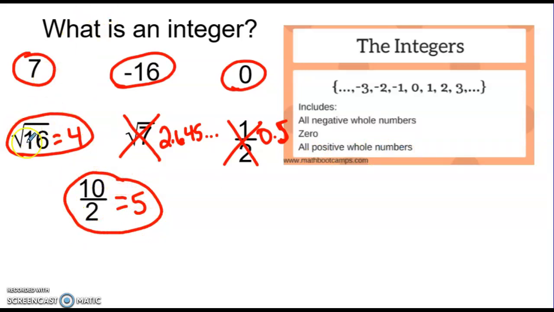So I don't want you to think just because you see a square root that it's not. You need to solve it and see what it equals to determine whether or not it is an integer or is not. Same thing with a fraction. Don't just automatically assume if you see a fraction that it's not an integer. Go ahead and divide to see what you get. If you get a decimal, it's not an integer. If you get a whole number, then it is.